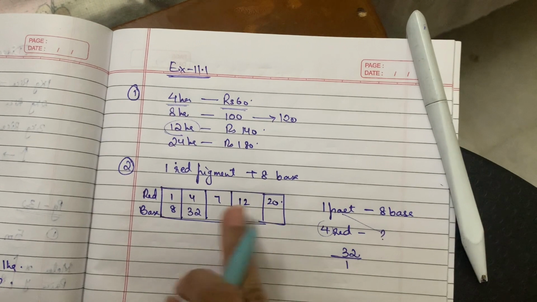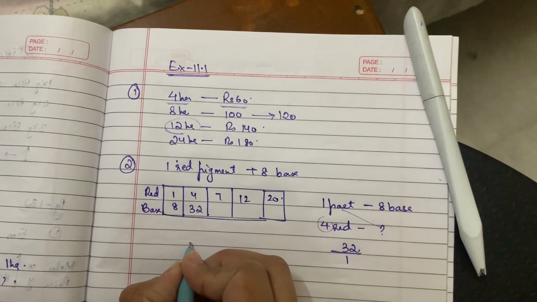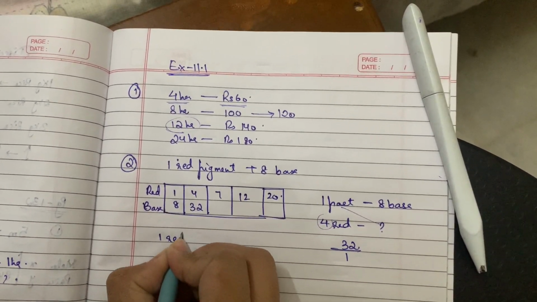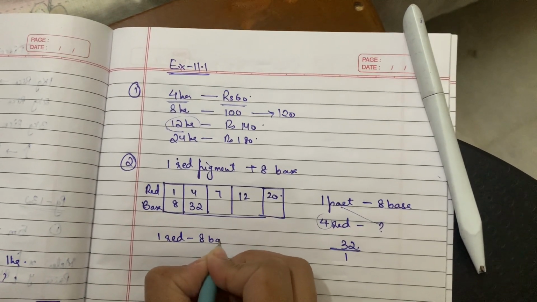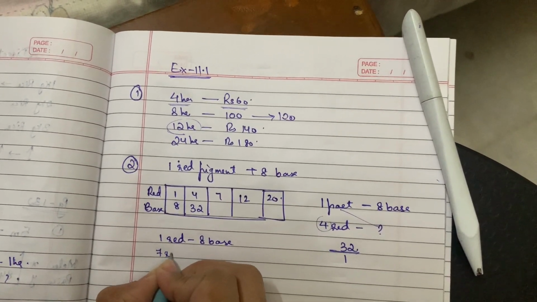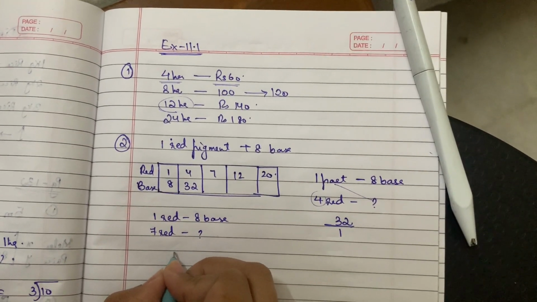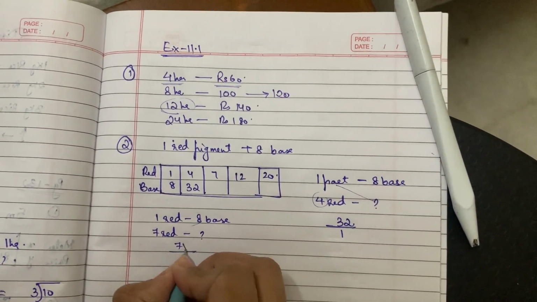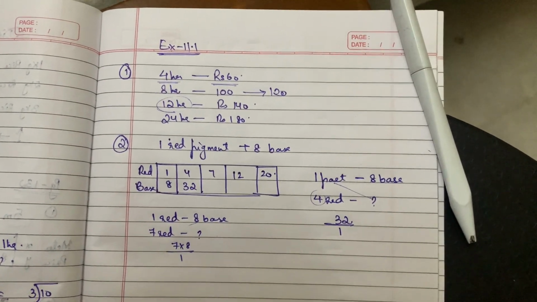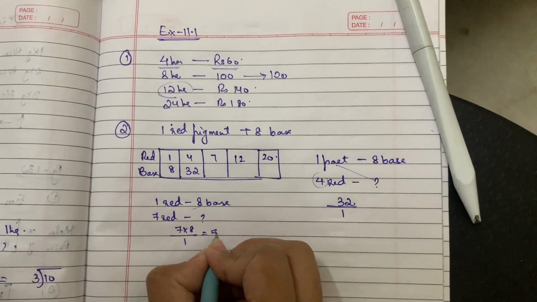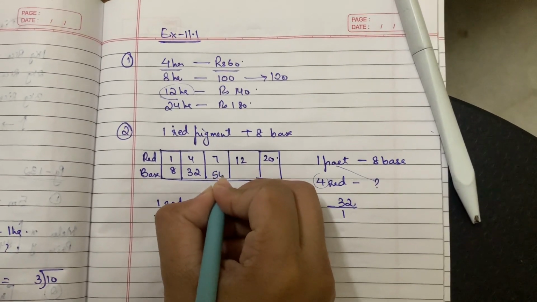Likewise, let's do for the 7th one. I will do the same thing again. 1 red is 8 base. So 7 red is going to be how many base? 1 is multiplying with the question mark, so it goes in the denominator. 7 times 8, 7 7s are 49, 7 8s are 56, I guess. So 56 parts of it is going to come.